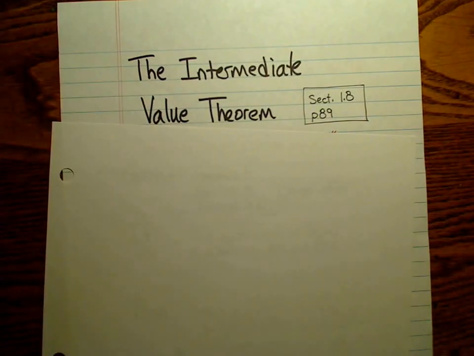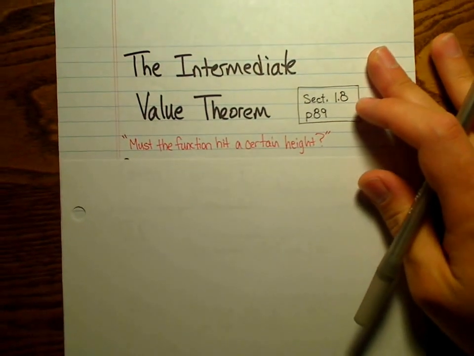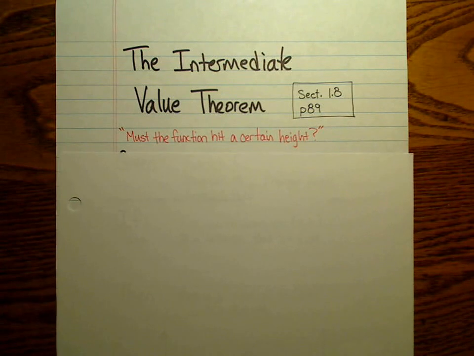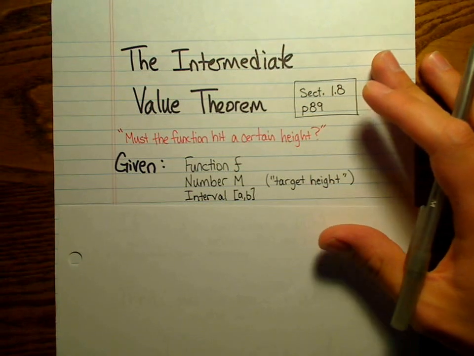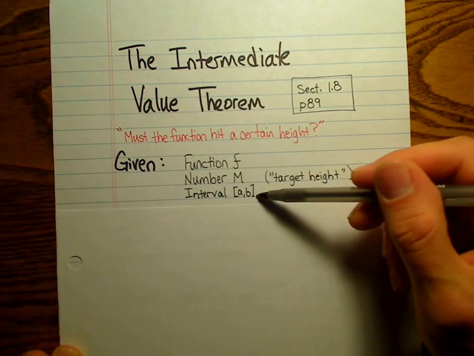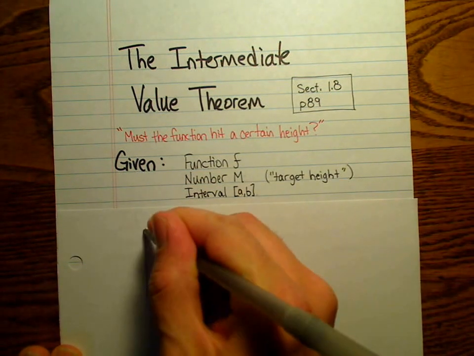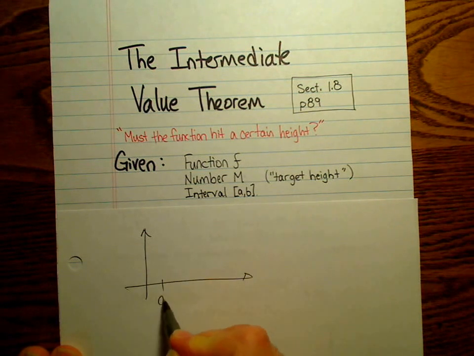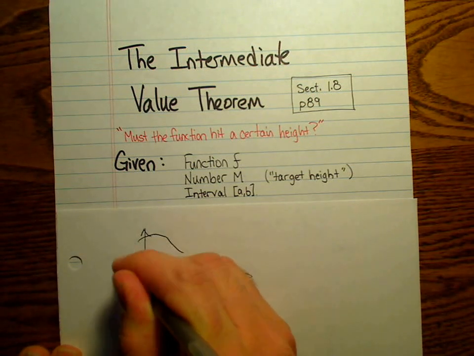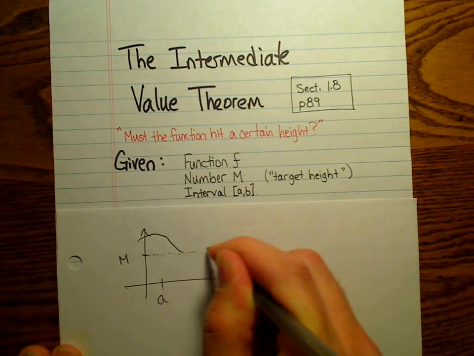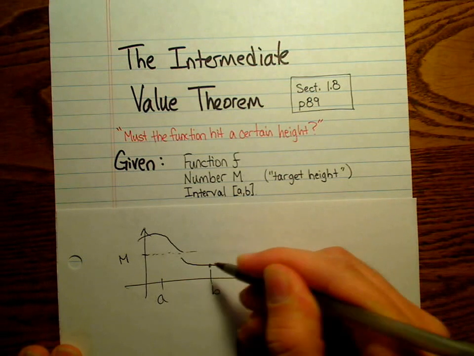that I have here. This is, like I said, section 1.8. The question that it's trying to answer is, must the original function hit a certain height? So the idea here is we are given a function on a certain interval, and some number m, which we can think of as our target height. And so the question is, under what situations, if I'm going from A to B, and I've got some function, if I have some target value m that I want to hit, how can I be certain it will hit that as it continues on?